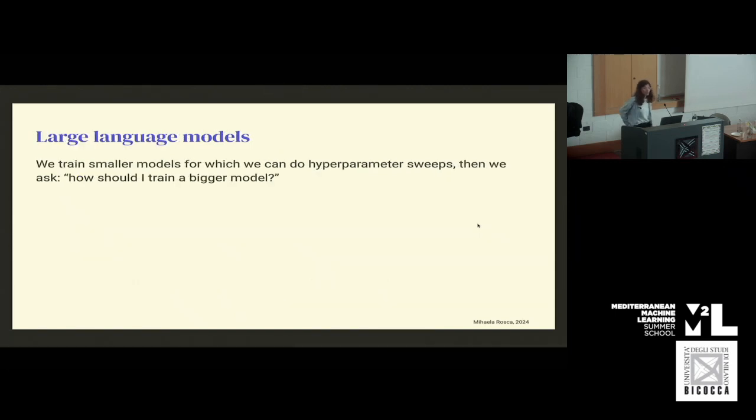But there are some other challenges that you have when you start scaling, especially with these millions and billions and billions of parameters. You can't really do a hyperparameter sweep, right? You can't say, well, I am just going to train many, many models and check which one is the best. So we need to ask a little bit more, how should we train these models? How should we find these hyperparameters?